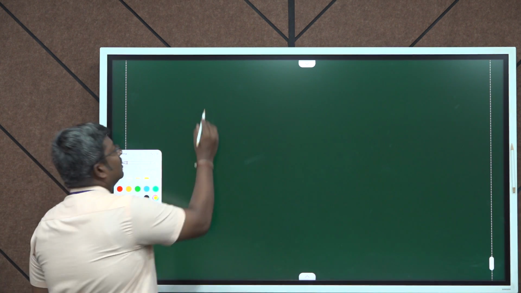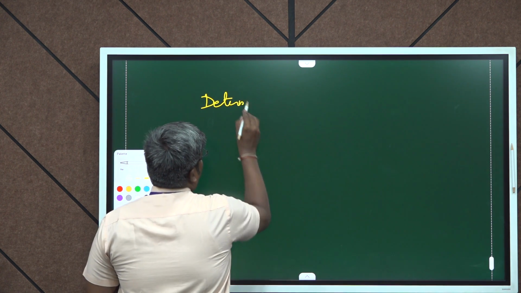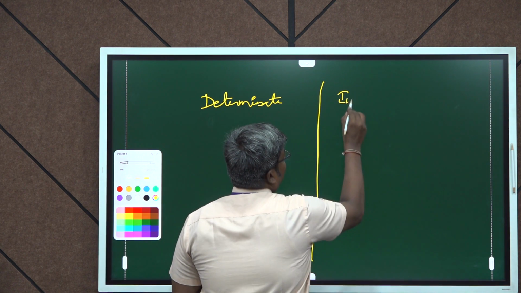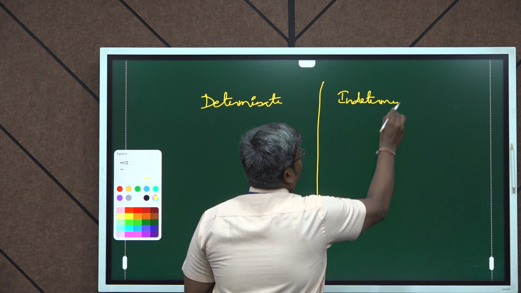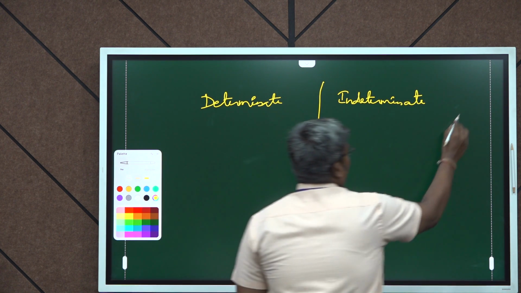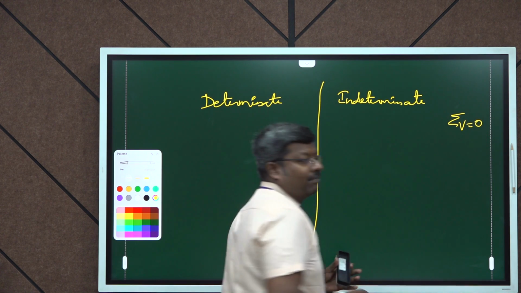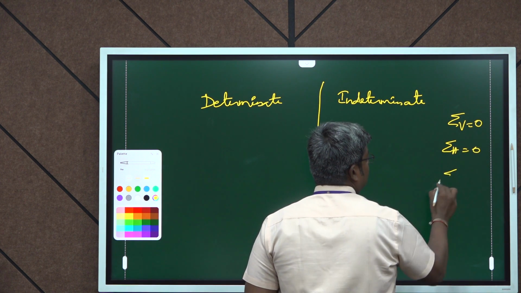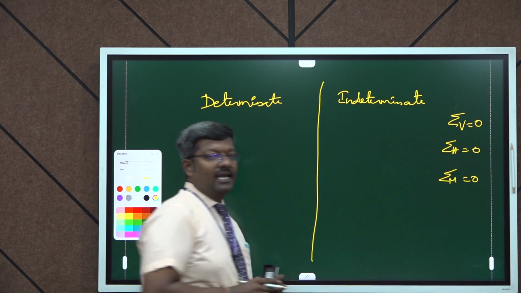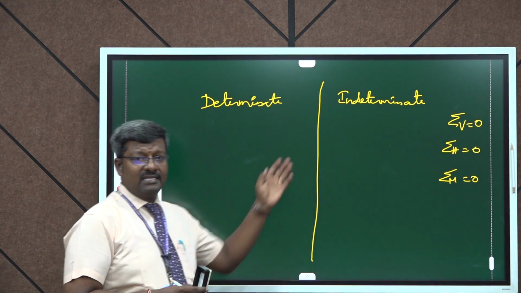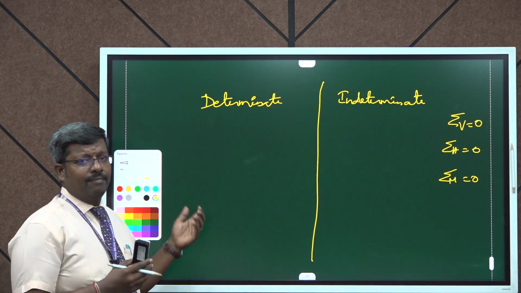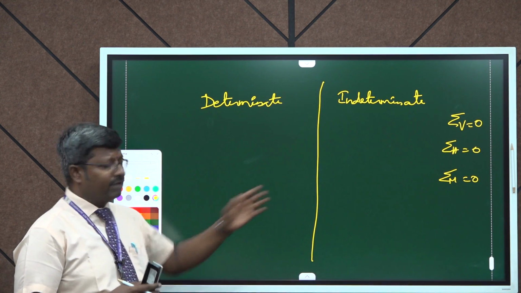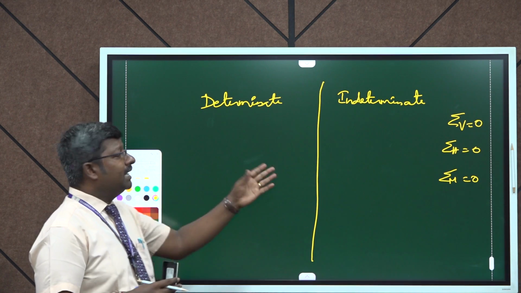A determinate beam is a beam which can be analyzed by using 3 equilibrium equations. The 3 equilibrium equations are sum of V equal to 0, that is sum of vertical forces is equal to 0, sum of horizontal forces is equal to 0, and the sum of moment is equal to 0. By using these 3 equilibrium equations, if a beam can be analyzed, then that beam is called determinate beam. If we cannot analyze a beam by using 3 different equilibrium equations, then that beam is called indeterminate beam.